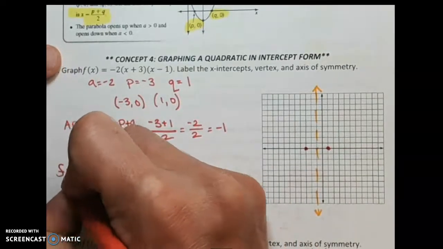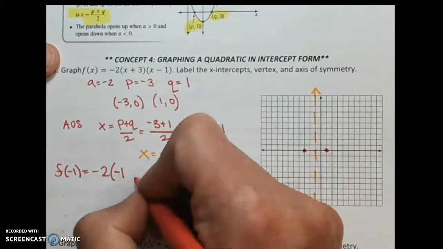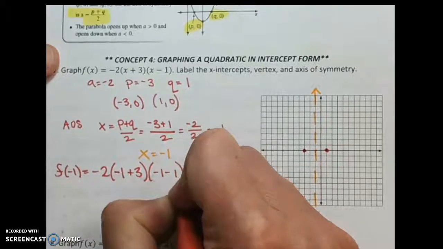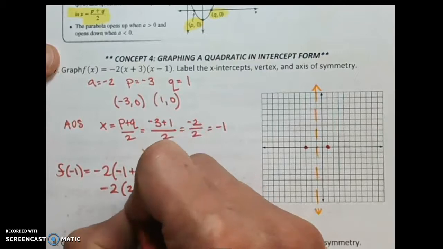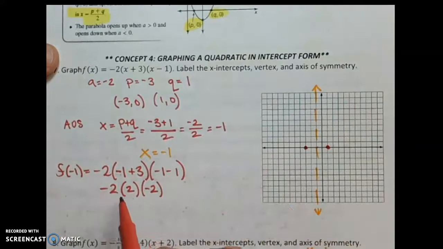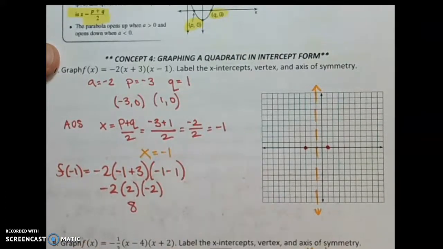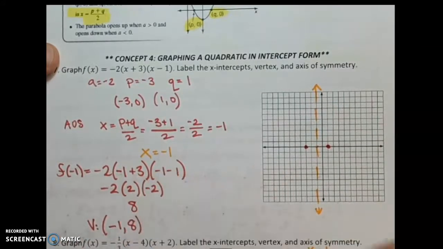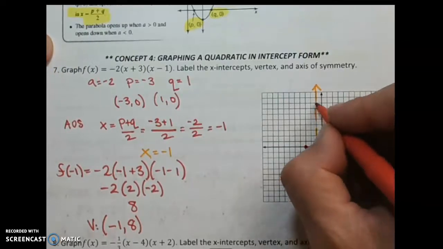So f of -1 equals -2. Replace x with -1. -1 plus 3, -1 minus 1. I get -2 times... I'm sorry, -1 plus 3 is 2, and -1 minus 1 is -2. So that's 8. Negative times the negative is positive 8. Okay, so my vertex is (-1, 8). -1, and then 8 goes up right there.